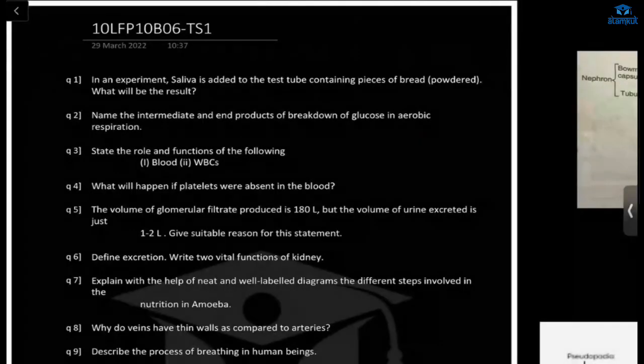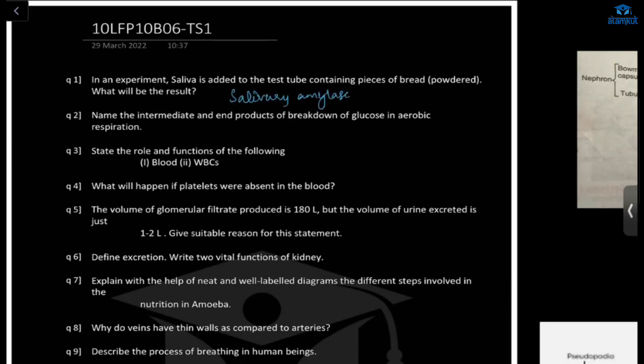First question. In an experiment, saliva is added to a test tube containing pieces of bread. What will be the result? What does saliva contain? Saliva contains salivary amylase, right? And so what will happen here? It will break down, and bread will contain what? Carbohydrate. So salivary amylase will break down carbohydrate into simple sugar, okay?